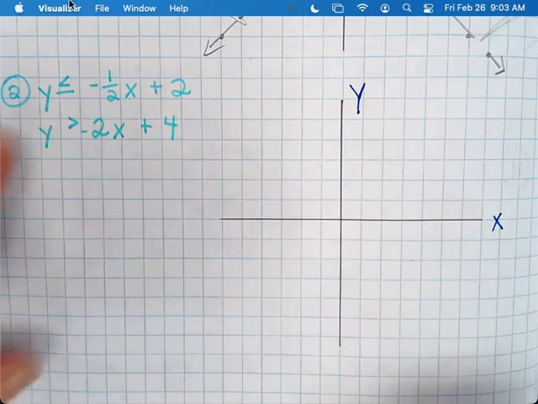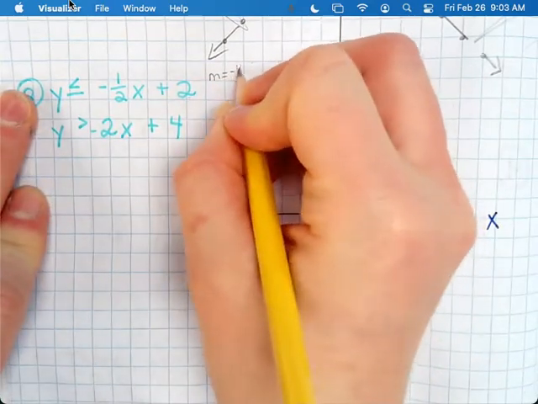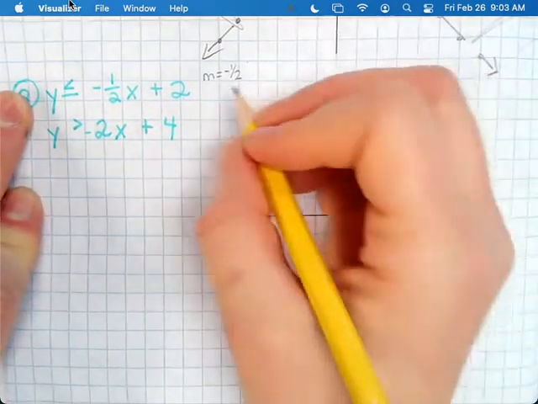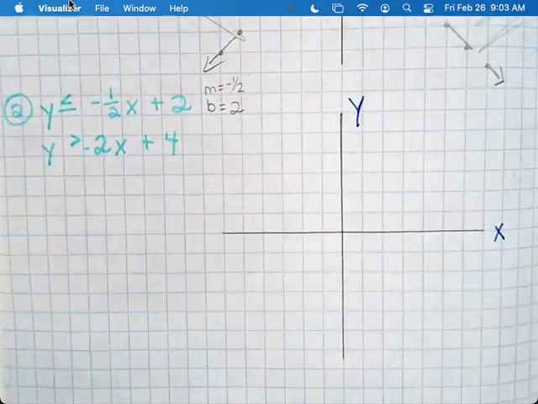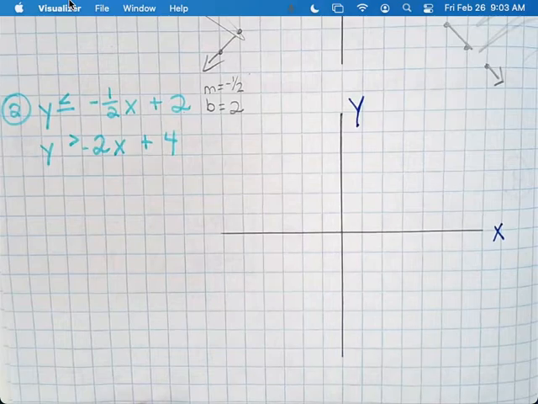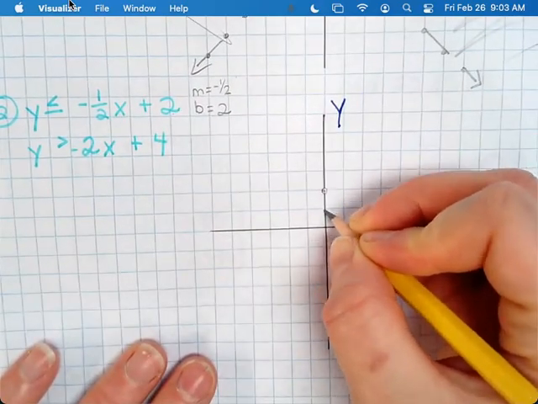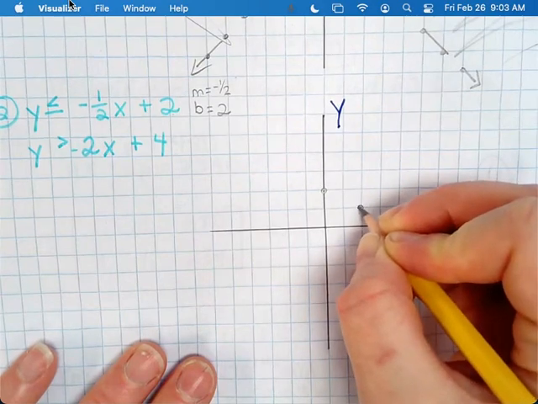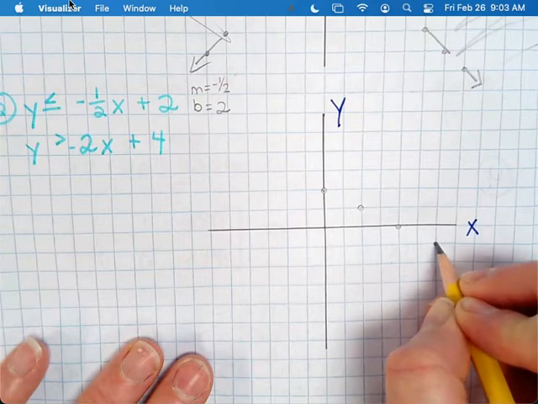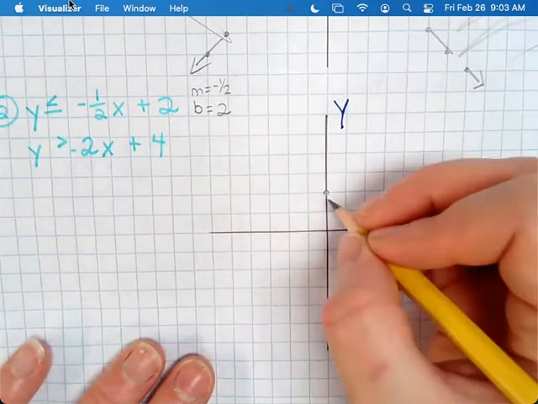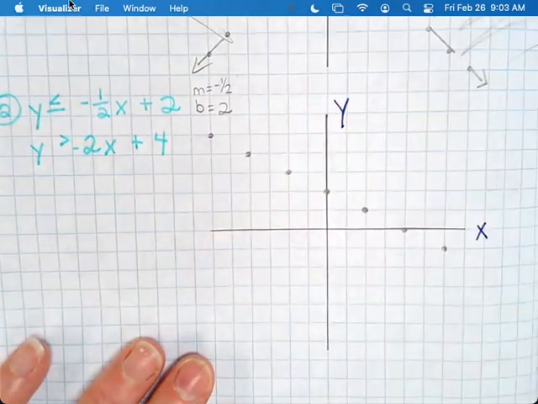So let's go ahead and do it. The first one, the slope is -1/2, and the y-intercept is 2. So we need to go ahead and graph that. Y-intercept at 2, go down 1 over 2, down 1 over 2, down 1 over 2, up 1, left 2, up 1, left 2, up 1, left 2.